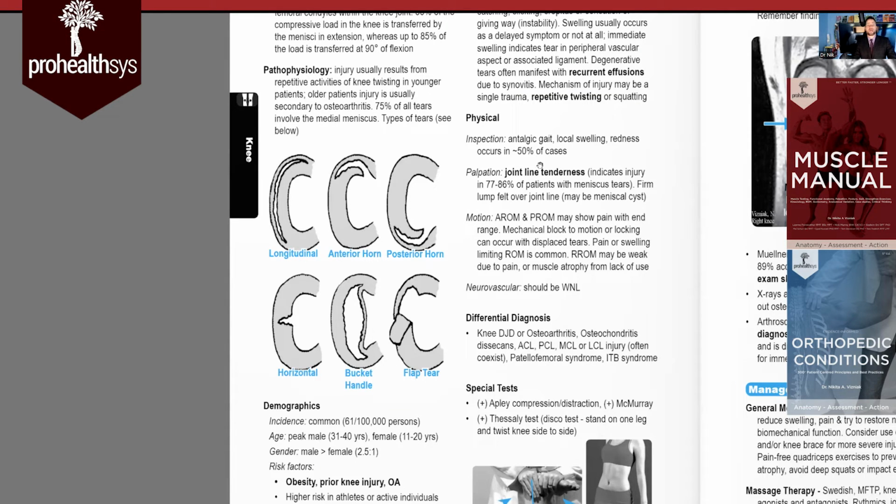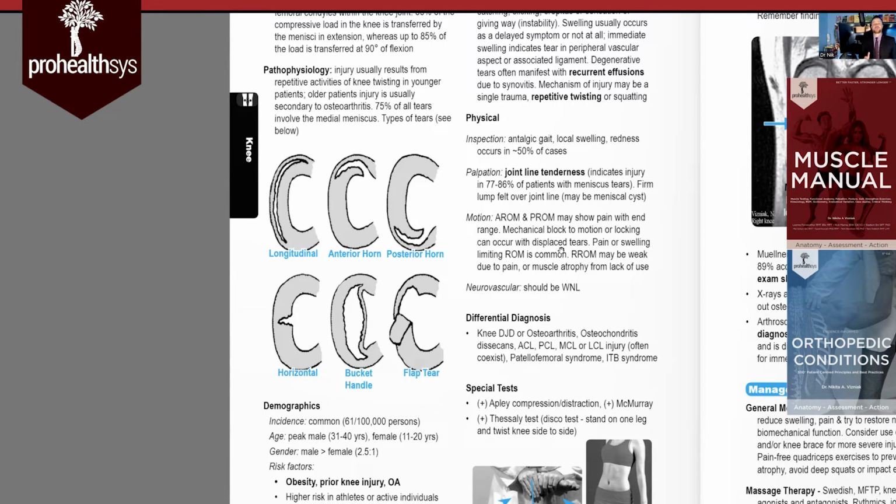It is the joint line tenderness. It indicates 77 to 86% of patients with meniscus tears. So please know how to palpate a knee joint. A firm lump felt over the joint line may be a meniscal cyst. That would be more of a chronic case is where you would see that.